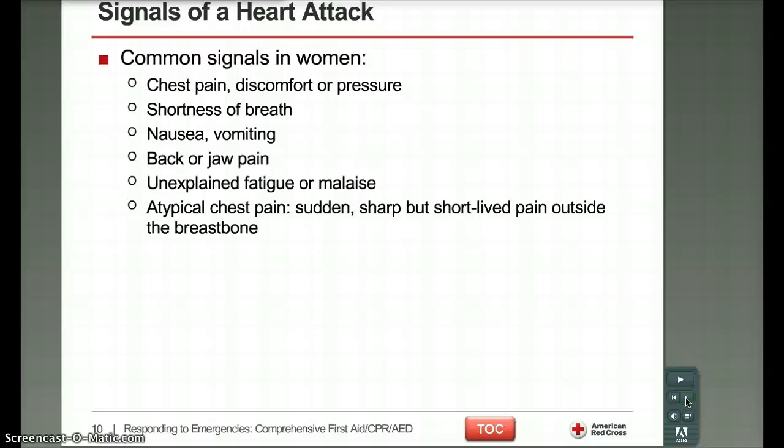But also you'll notice back pain, jaw pain, unexplained fatigue, apathetic attitude. I just don't want to do anything. I just don't feel motivated to get things accomplished. Atypical chest pain, sudden, sharp, but short-lived pain outside of the breastbone. So these would be some signals for a female.